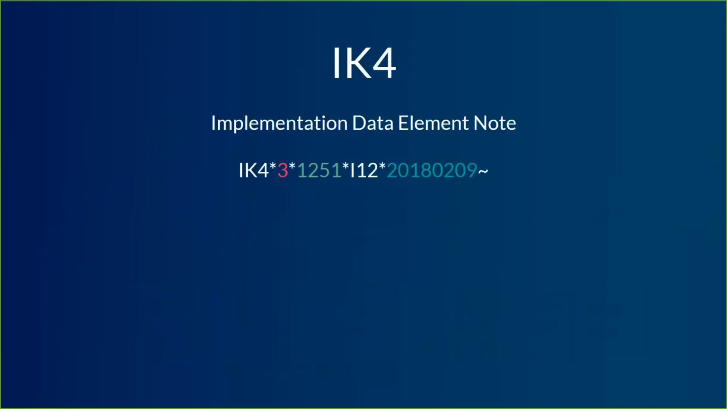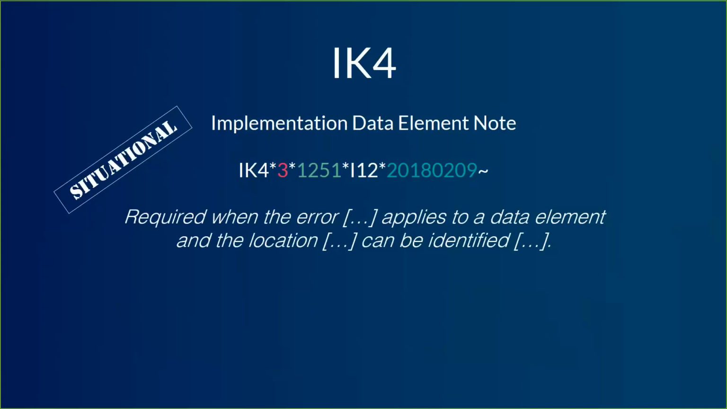After the CTX, we get IK4. Now we're getting into the data element level. It is situational, so you won't always get it. But if the error applies at the data element level, then you might get this segment. If you do, the first position is going to be which data element was an error. Now my segment was DTP. Now I know from here that it was the DTP03 position.